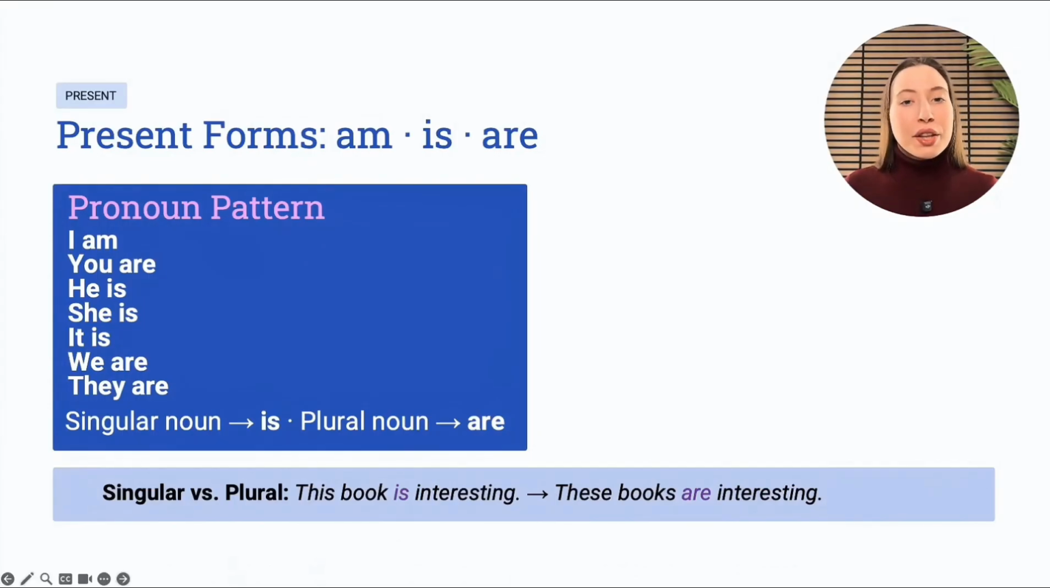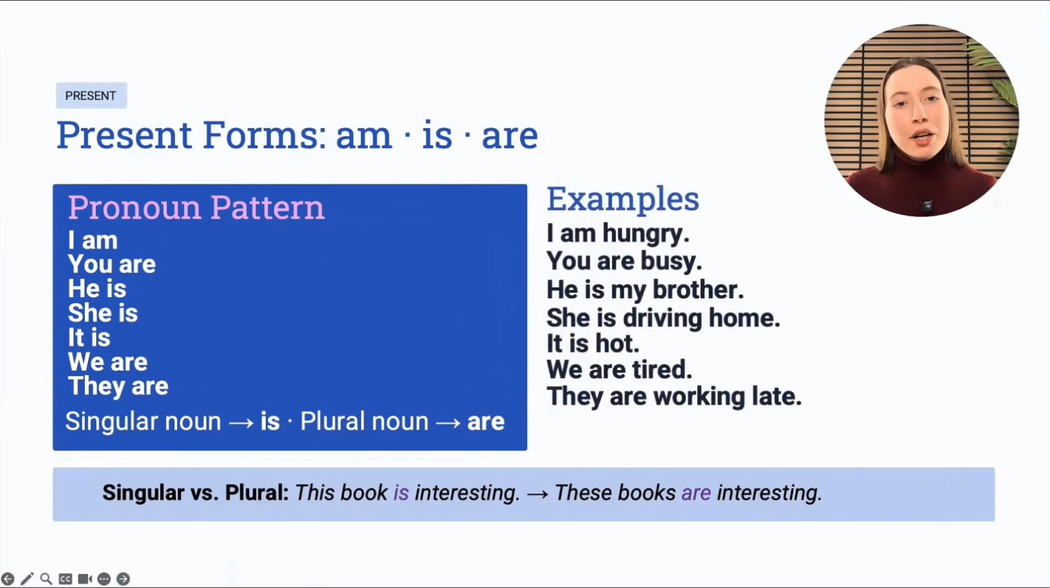Let's look at examples with each pronoun. I am hungry. You are busy. He is my brother. She is driving home. It is hot. We are tired. They are working late.